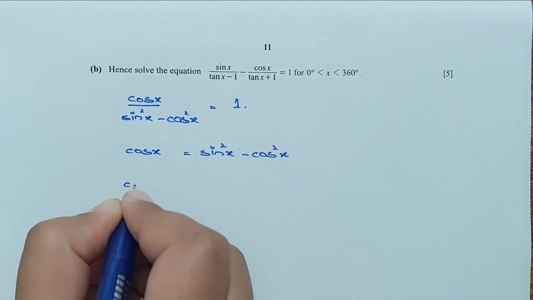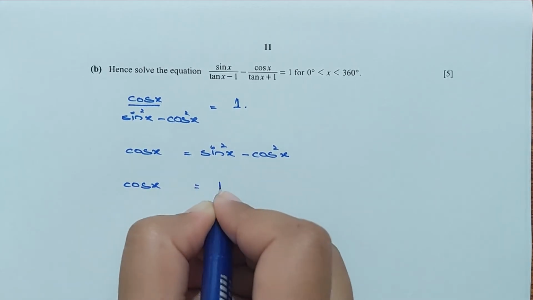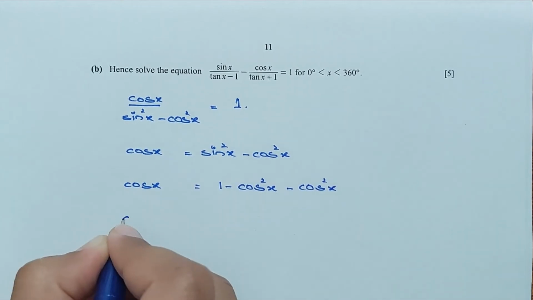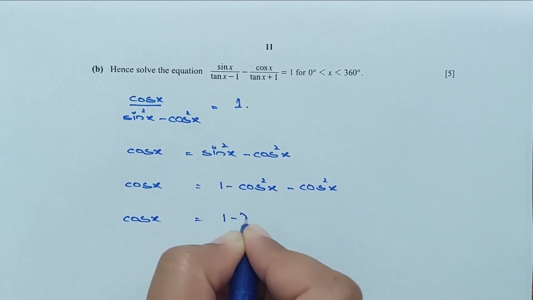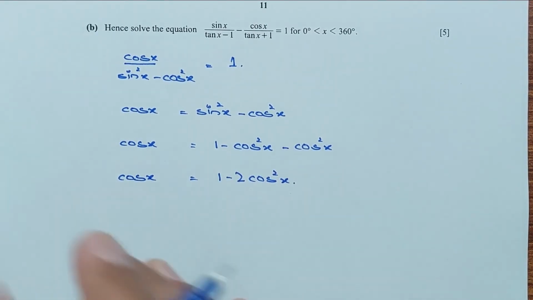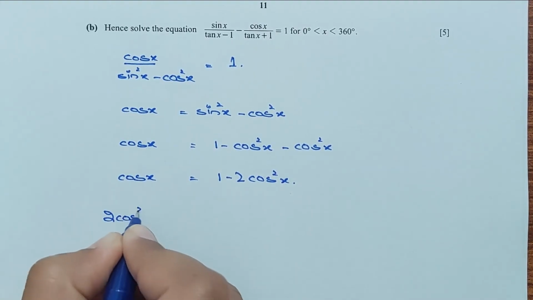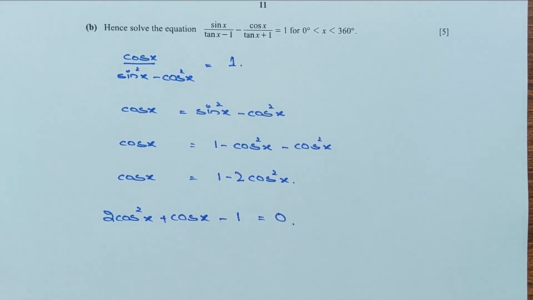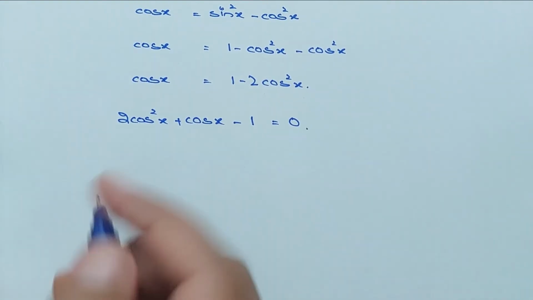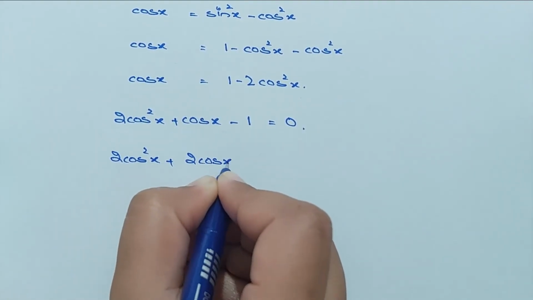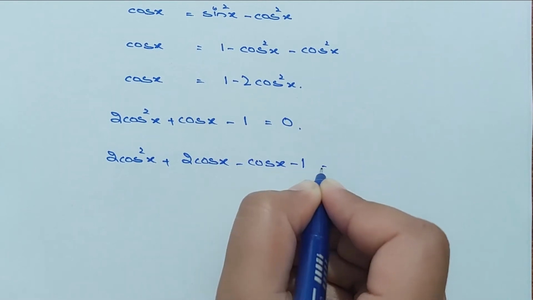Let me convert everything into cos. So cos x equals, sin square is 1 minus cos square x, minus cos square x. So cos x equals to 1 minus 2 times cos square x, right? So let me shift all this term to the left. So 2 cos square x plus cos x minus 1 equals to 0, right? Now let me factorize this. 1 times 2 is equals to 2. So 2 minus 1 is 1. So 2 cos square x plus 2 cos x minus cos x minus 1 equals to 0.